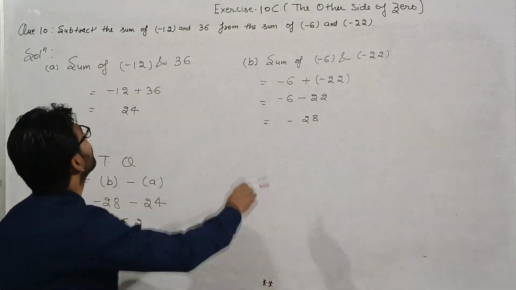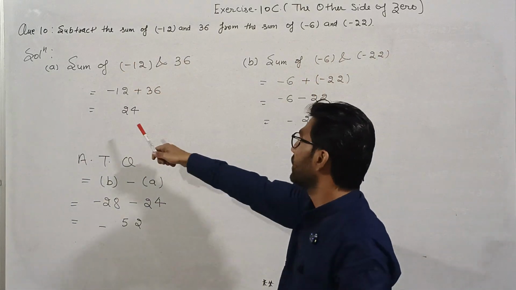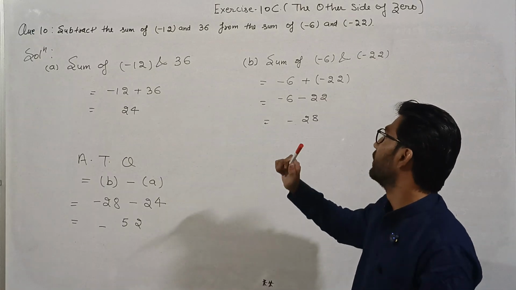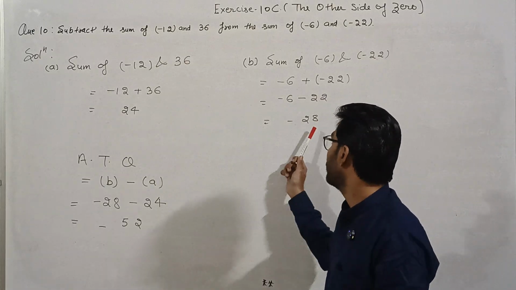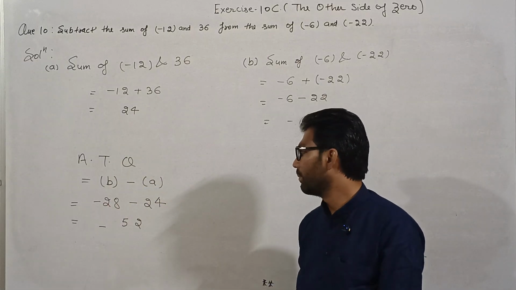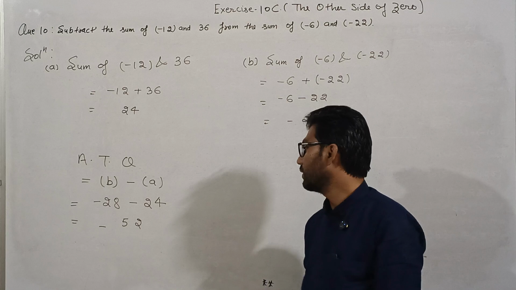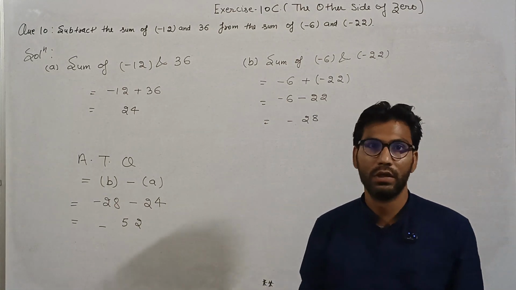So first we find the sum of this expression, then this expression, and we get two numbers. Now we need to subtract this from this. So the last will come first and the first will come last. Minus minus plus, so 28 plus 24 is 52, and 28 is greater. So minus 52 is our answer.